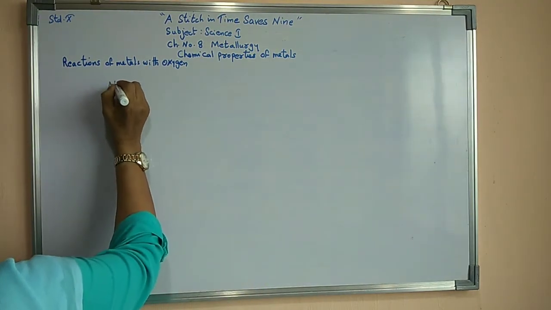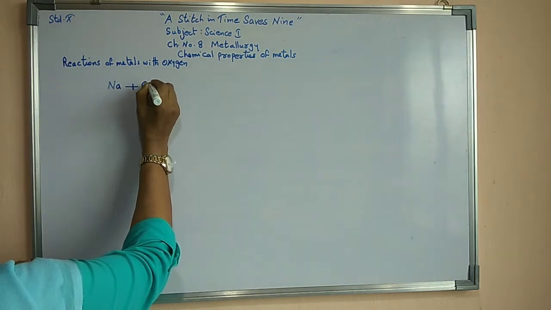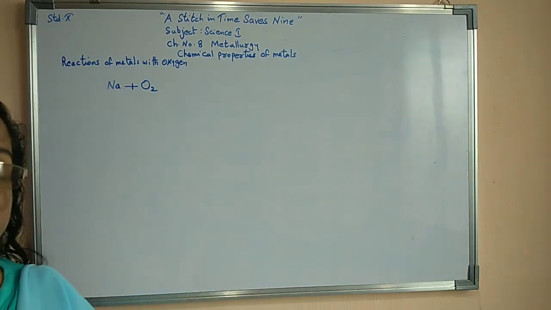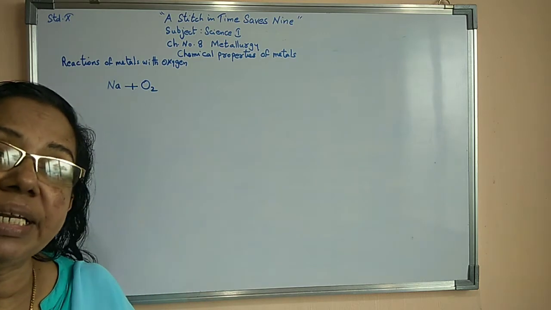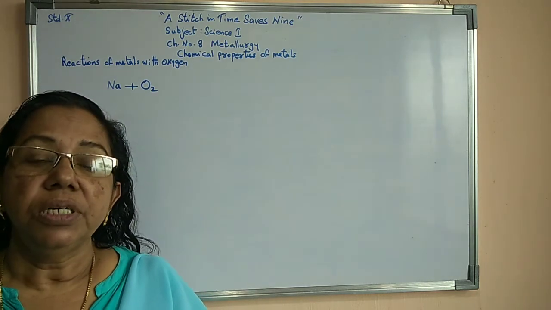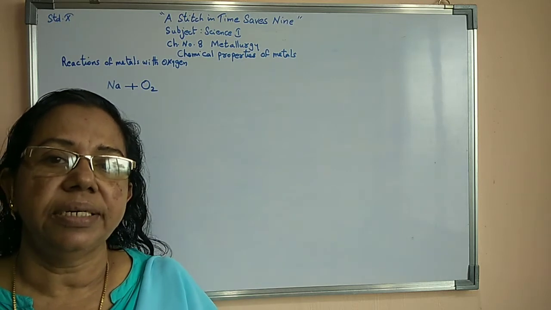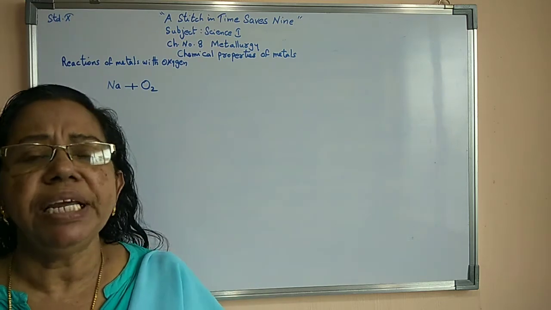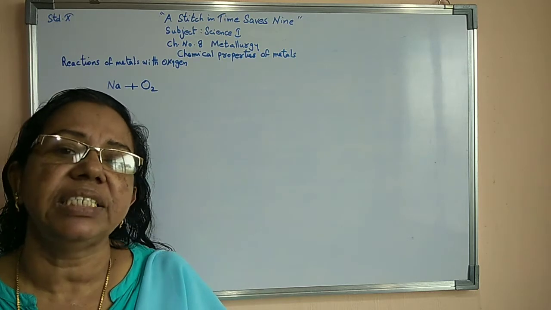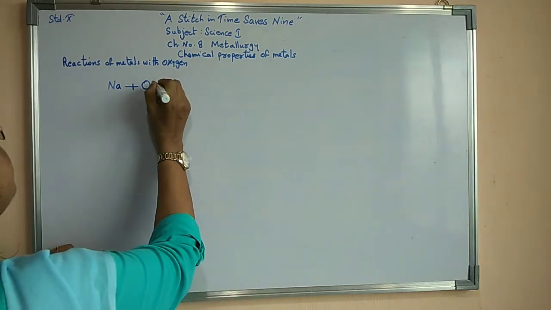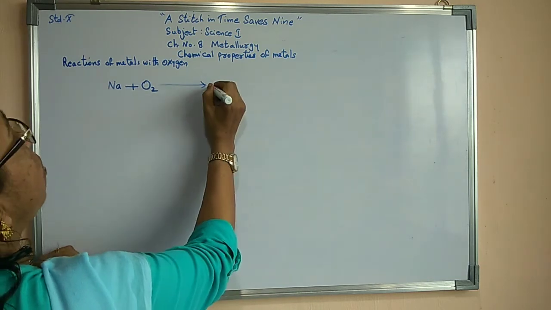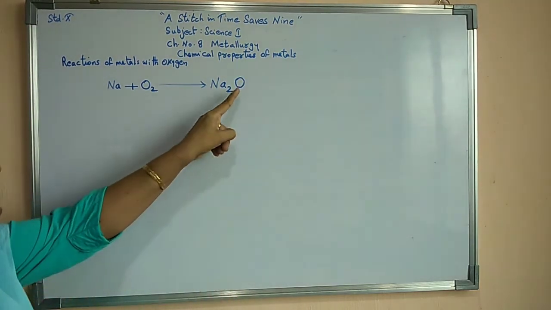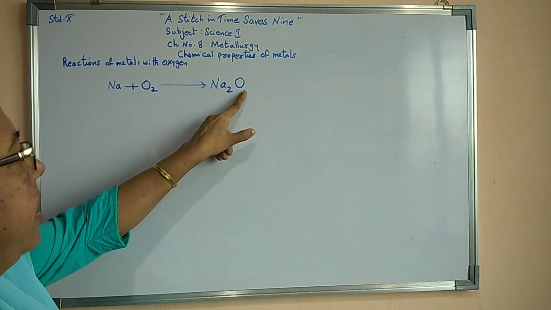Here, sodium: if we keep it outside, immediately it catches fire at room temperature. So we have to take so much precaution. Once it gets a chance to be in the air, immediately it reacts with the oxygen. That means it catches fire. As a result, sodium reacts with oxygen and sodium oxide forms, Na2O. Oxygen's valency is 2, which I have written here, and sodium's valency is 1.